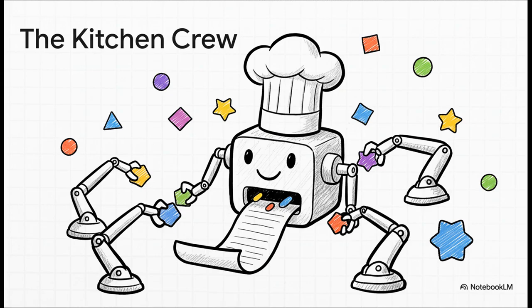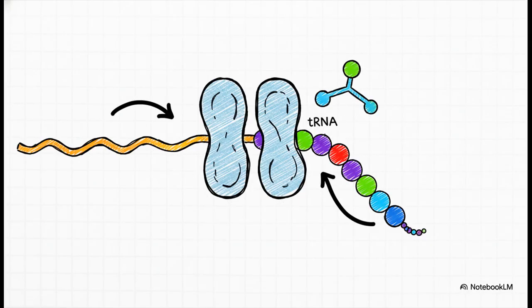Then we have the chef, a molecular machine called a ribosome, which is basically the protein factory that's going to read the recipe. And finally, we have the chef's assistants. These are tiny molecules called transfer RNA, or tRNA. Each little tRNA is a specialist. Its only job is to go and grab one specific amino acid ingredient. And here is where the magic happens.